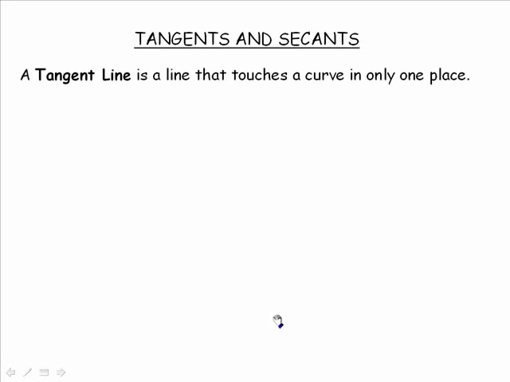But a tangent line is a line that touches a curve in only one place. Now that's not a perfect textbook definition. However, geometrically, it works well for us. It gives us an idea of what we're talking about. So it's good enough for me now.